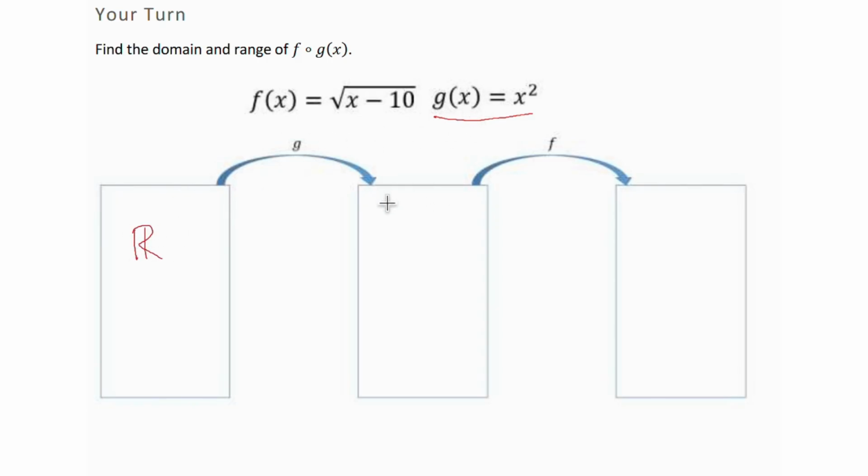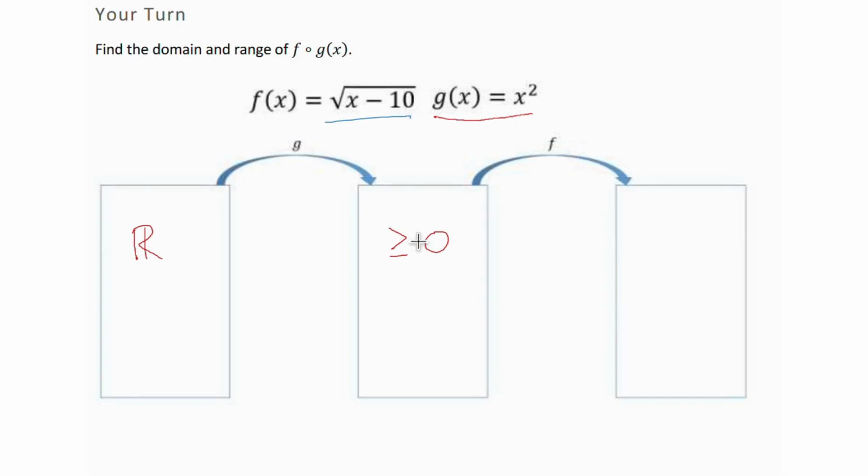What would the range be of that? Well, the outputs of x squared are all values greater than or equal to 0. But now we need to think, how does that apply to f? Well, can we put any number bigger than or equal to 0 into f? No, because if we put 0 in, for example, we get the square root of negative 10. So that's not going to work.